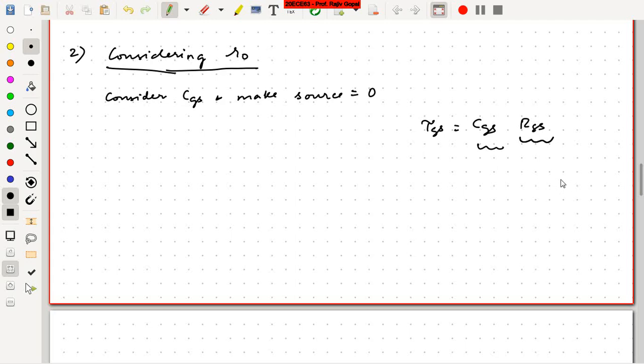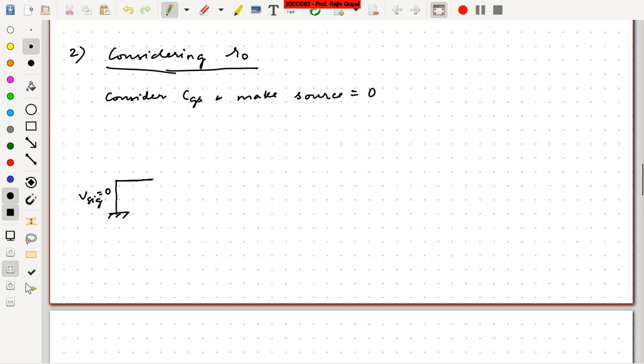That is as good as finding the output impedance, right? When you find the output impedance, you make your sources 0. That is why here we have to find RGS. So how to find that RGS? We'll see. Now considering CGS and making source equal to 0, here V signal is equal to 0.